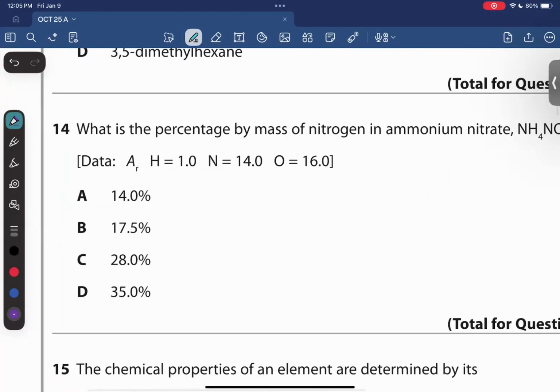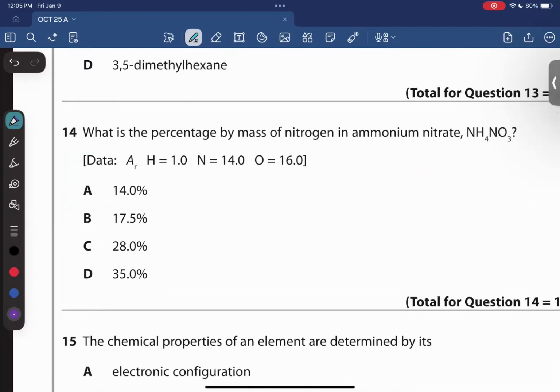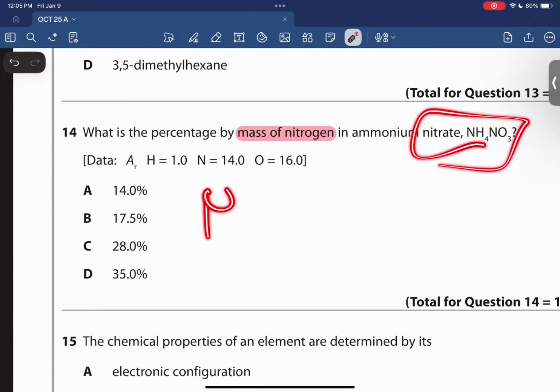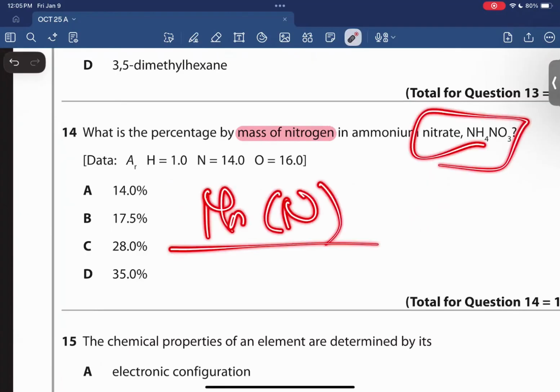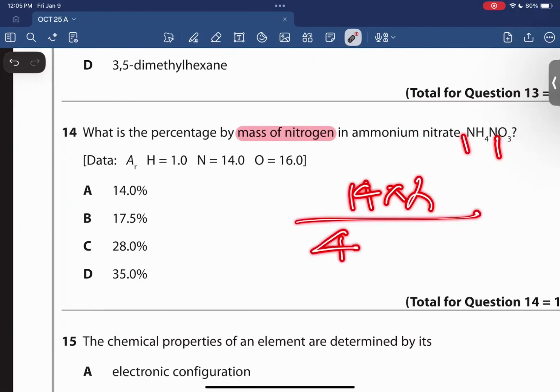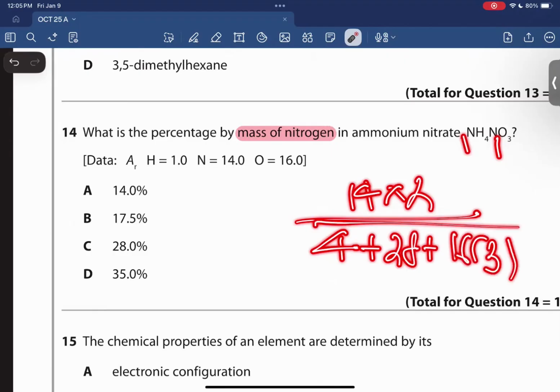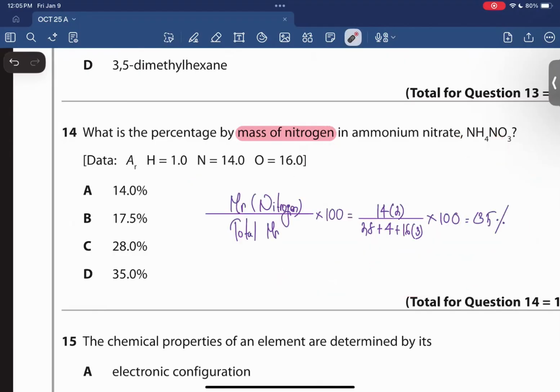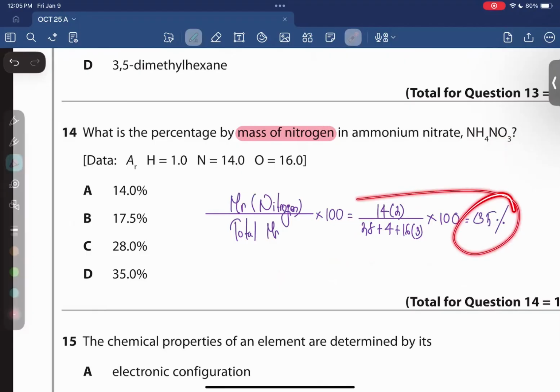What is the percentage by mass of nitrogen in this? Okay, so this is simple. MR of nitrogen divided by the total MR of the compound times 100. How many nitrogen we have over here? 2 nitrogen, right? So 14 times 2 divided by 4 plus 28 plus 16 times 3. This is the entire MR, right? And if you do this, you should get a value of 35%. So our answer over here should be D.